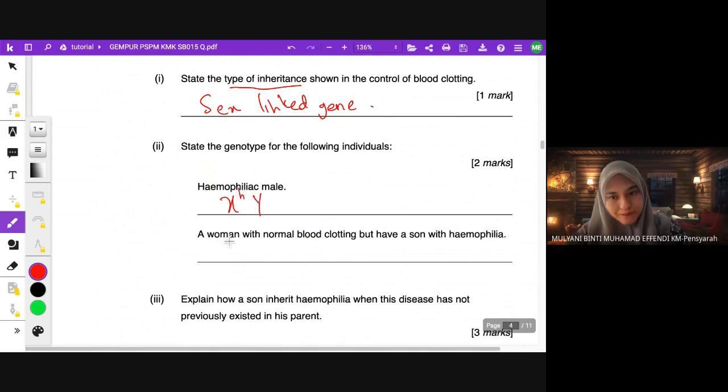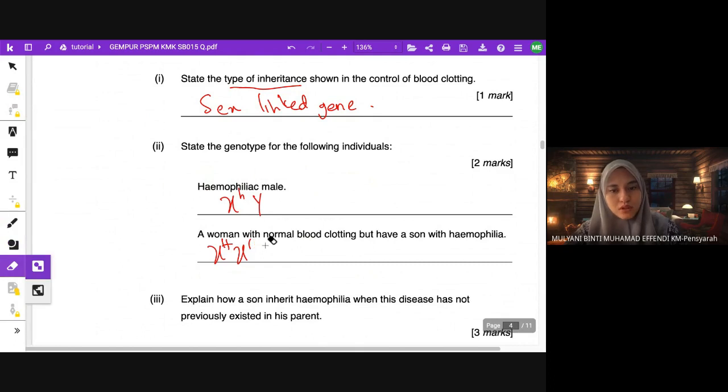Yang woman with normal blood clotting but have a son with hemophilia. So tak boleh lah H yang ini, sebab anak dia akan dapat sakitnya. So kamu kena buat yang heterozygous sebab dia sebagai pembawa, maknya sebagai pembawa.